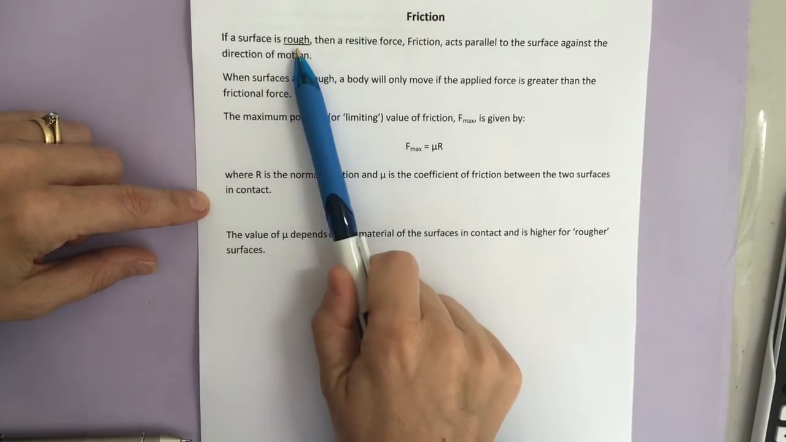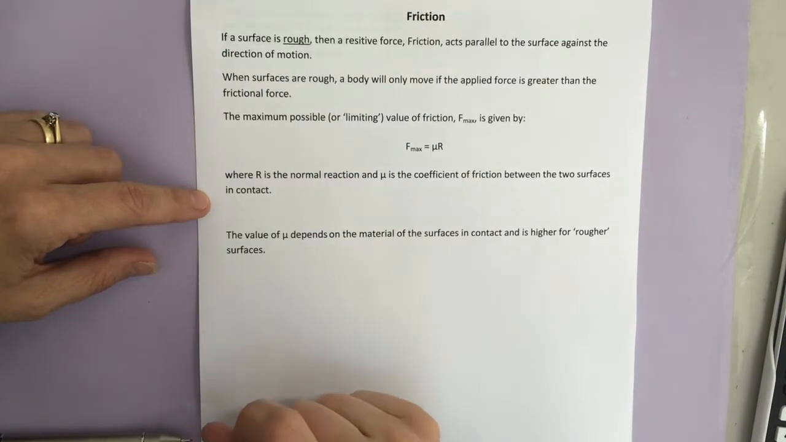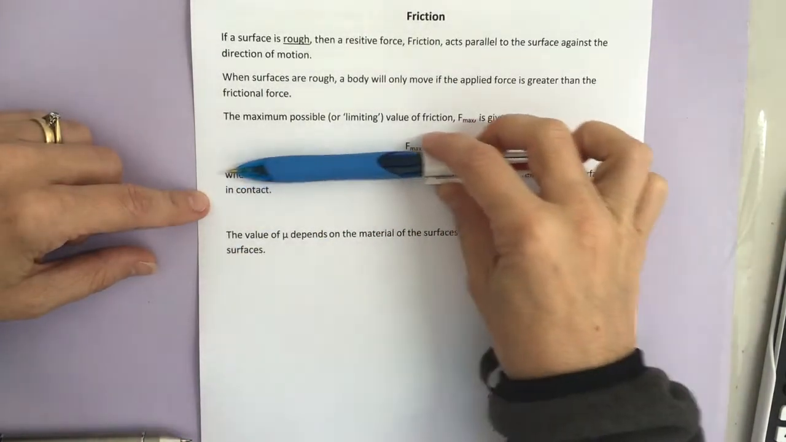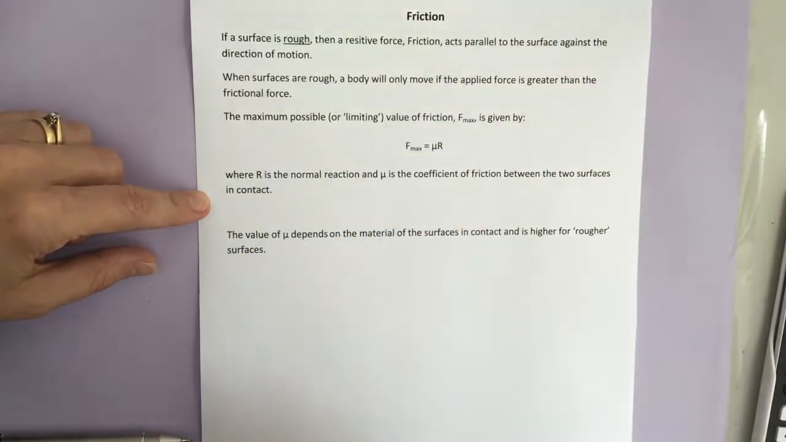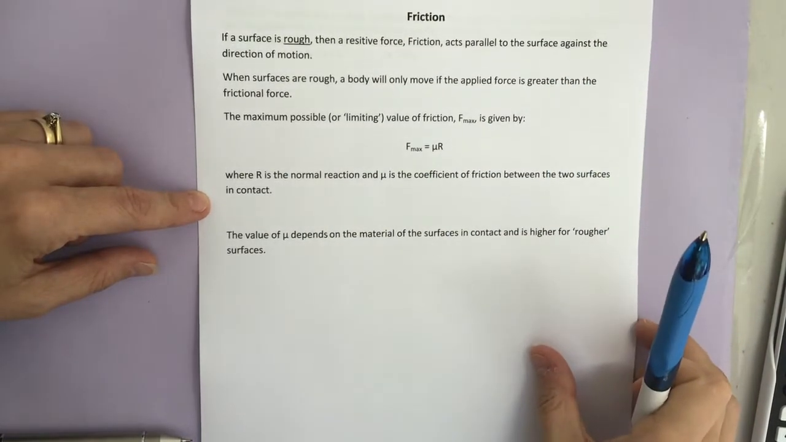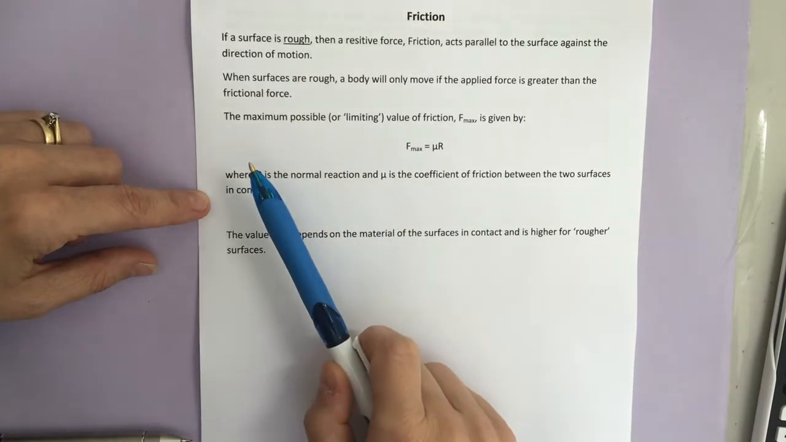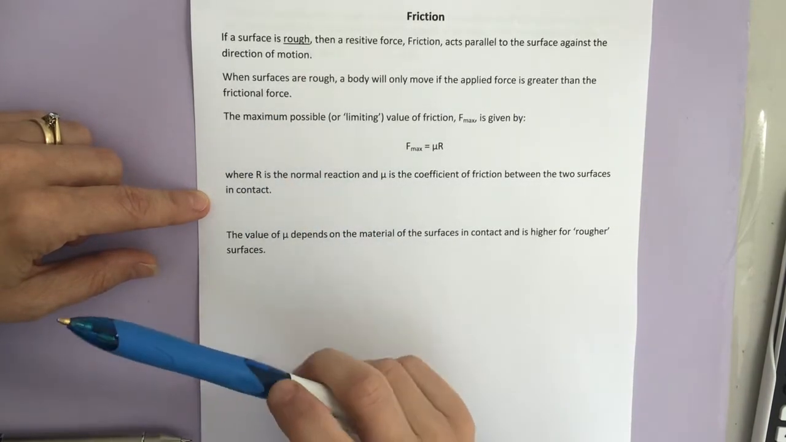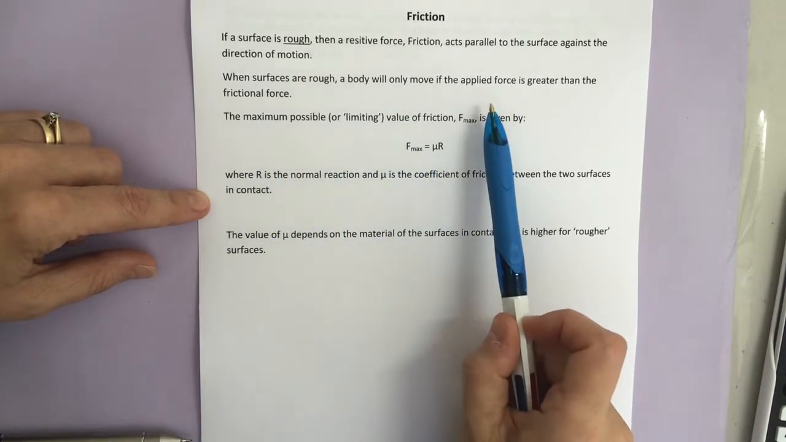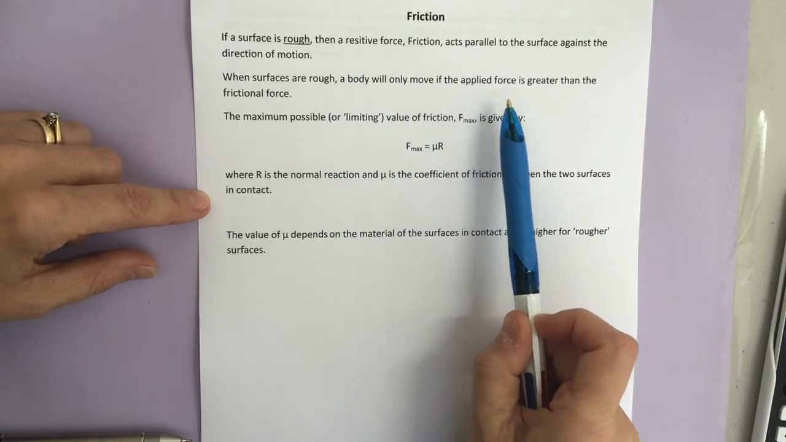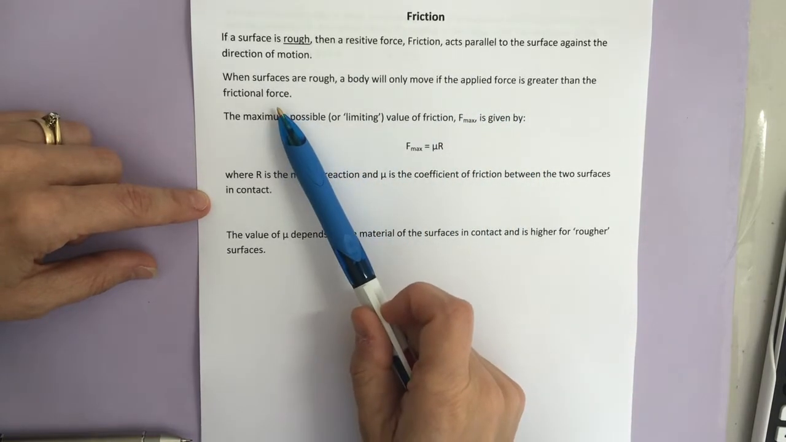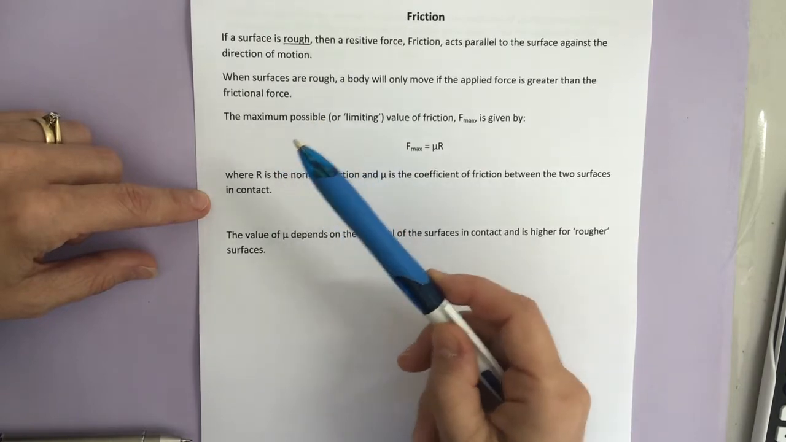If it's rough, then a resistive force called friction acts parallel to whichever surface we're in contact with, in the direction of the motion, and it always acts against the direction of the motion. It's a resistive force. So when surfaces are rough, a body will only move if the applied force on that body is greater than the frictional force. So frictional force builds up and up until it's overcome.